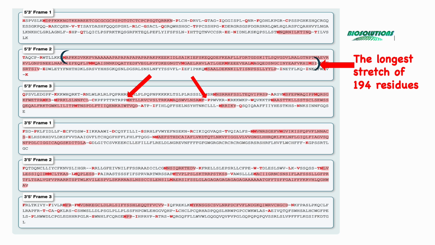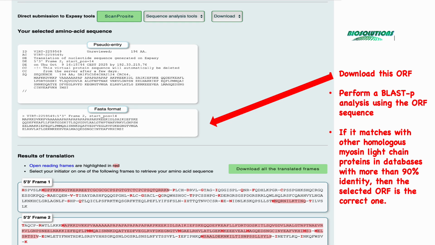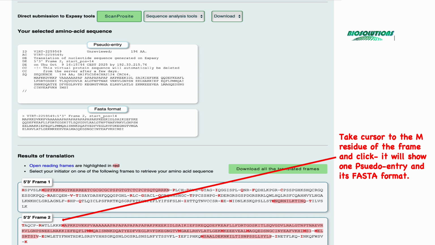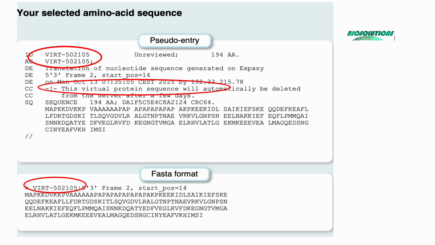We can confirm our results by downloading this ORF and performing a BLAST-P analysis to see if it matches other homologous myosin light chain proteins in other databases with more than 90% identity. To download only one ORF, you take the cursor to the M residue of the frame and click it. It will show one pseudo entry in its FASTA format. A pseudo entry is a temporary ID and a virtual sequence which is not part of any database. Copy the FASTA format sequence to use in BLAST-P.